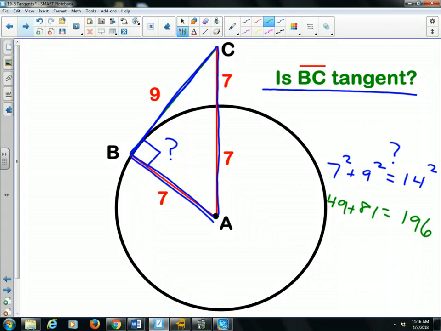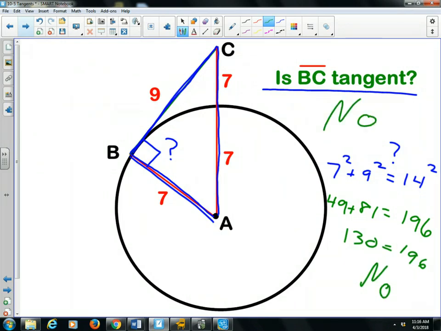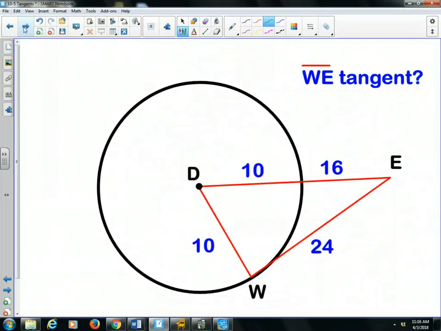49 plus 81 is 130. Does 130 equal 196? Absolutely not. Is BC tangent? The answer is no. This angle right here is not 90 degrees, because if it was 90 degrees, then BC would be tangent, but it is not. Why don't you guys pause the video and try this one on your own?